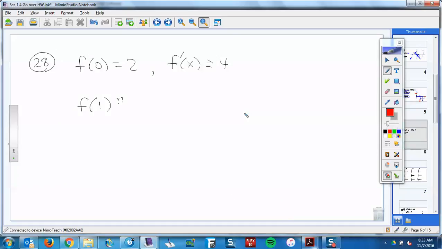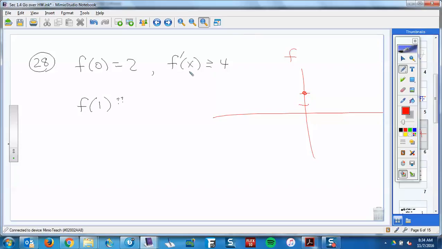Okay, 28, another speed limit law. I think this is important, so let's talk about it. So here we have f of 0 equals 2. So that means we're starting here. If f prime is greater than or equal to 4 all the time, that means what? Slope is 4 or more. It could be 5, could be 6. That means if you go over 1, you're going to go up at least 4, right? So they ask, what's a possible value of f of 1?